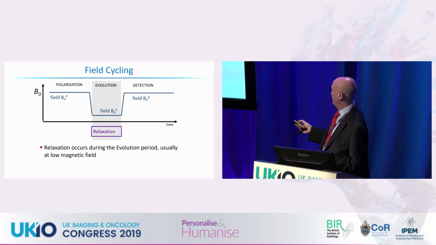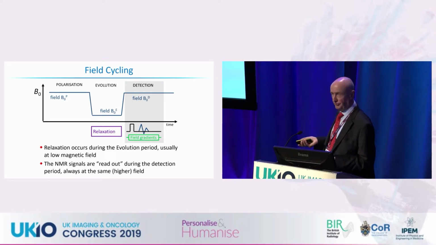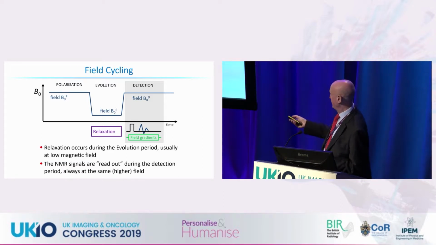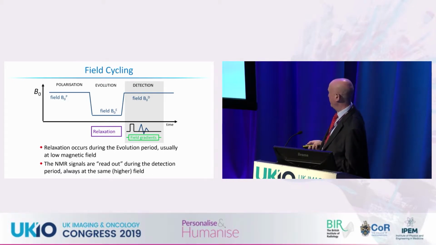And then we switch rapidly up to the high field again. That's when we measure the signals and apply the magnetic field gradients for spatial encoding. And then this whole thing is repeated a number of times to cover K-space to collect the image data. So the NMR signals are always read out at the same magnetic field strength, the same high magnetic field strength, so we never have to retune RF coils. Nevertheless, we can switch the evolution field to a range of different values in order to explore T1 as a function of field strength. That's how that is done.